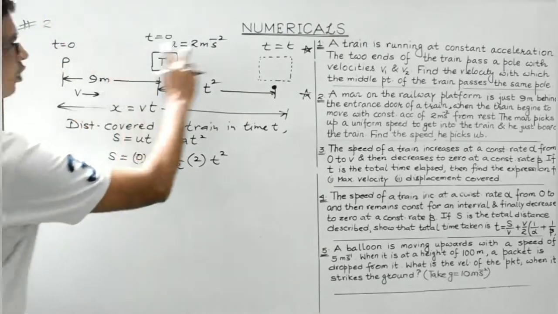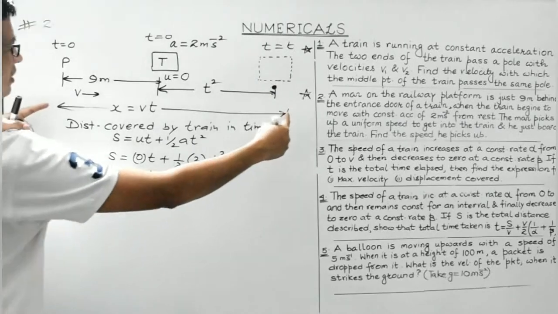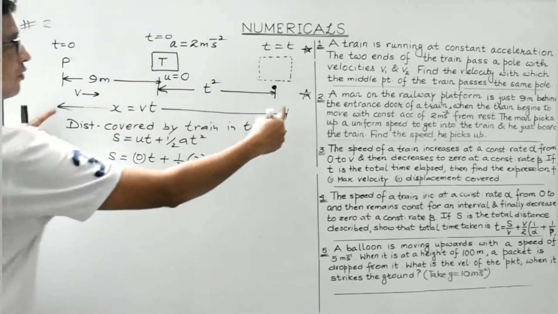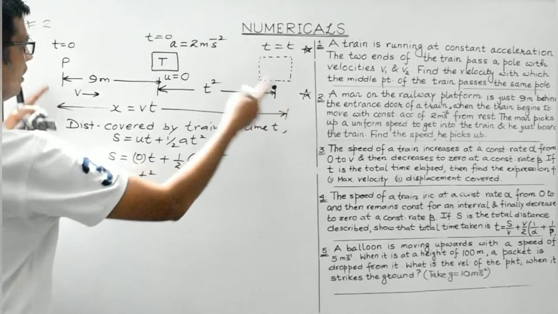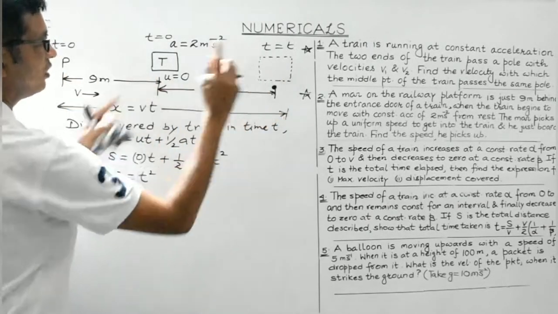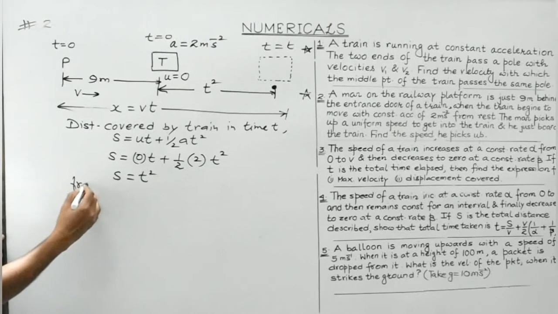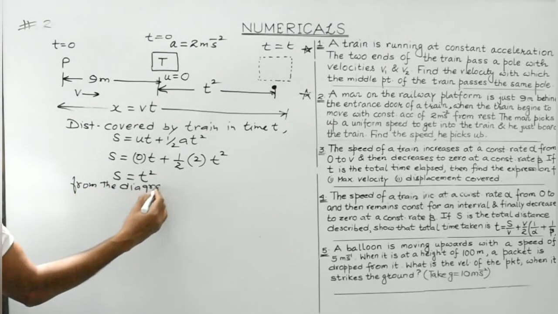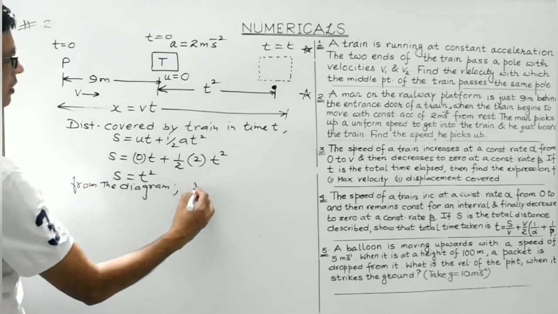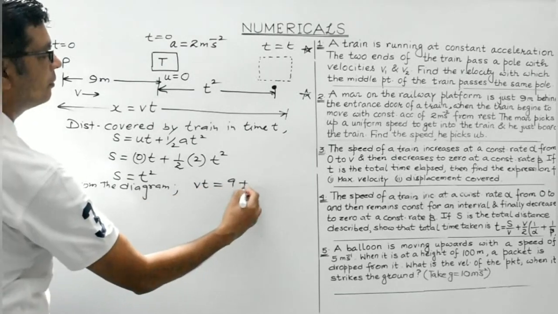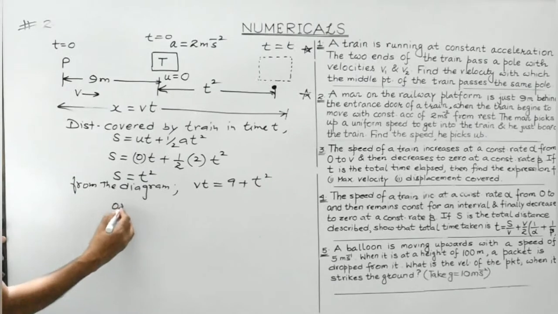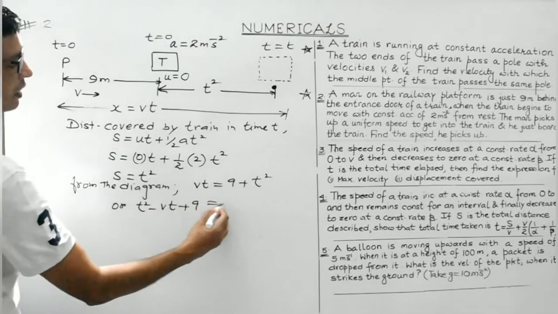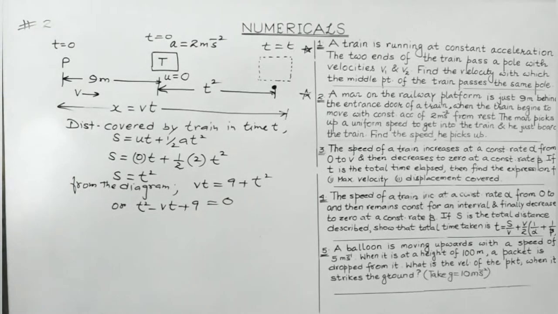Now look, concentrate on this particular diagram. It's pretty clear. Vt is equal to 9 plus t square. It is pretty evident from this diagram. This distance is Vt, this distance is 9 and this is t square. So from the diagram, it is very much clear that Vt is equal to 9 plus t square, or t square minus Vt plus 9 is equal to 0.